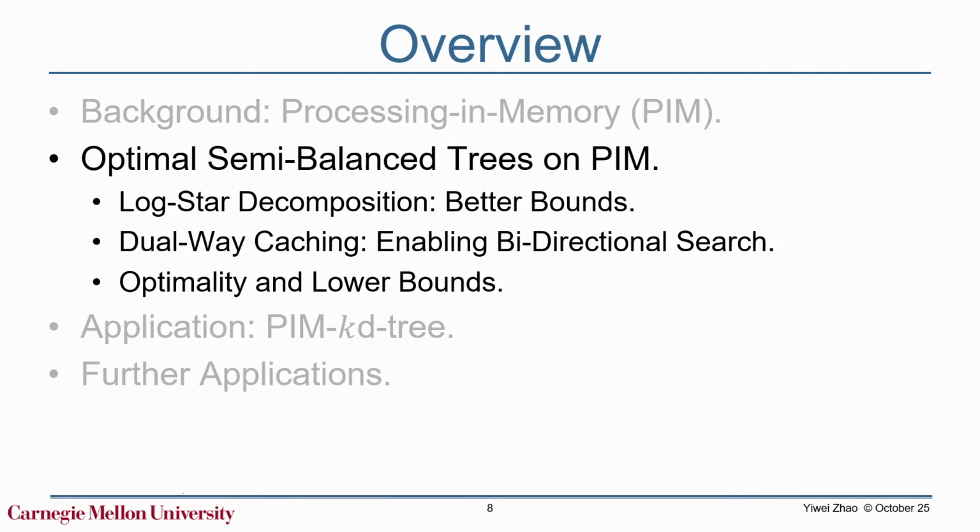So we'll give an overview of this section. First, we'll introduce 2 techniques for achieving an upper bound of log star P, which is called the log star decomposition, which changes the overall structure of these PIM trees, and also the dual-way caching to enable bidirectional searches along the trees. In the final subsection, we'll introduce how the optimality and the lower bounds are proved.